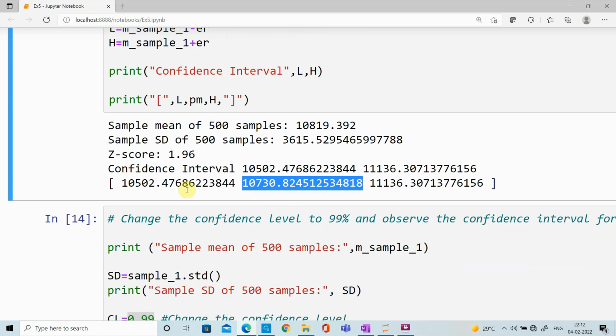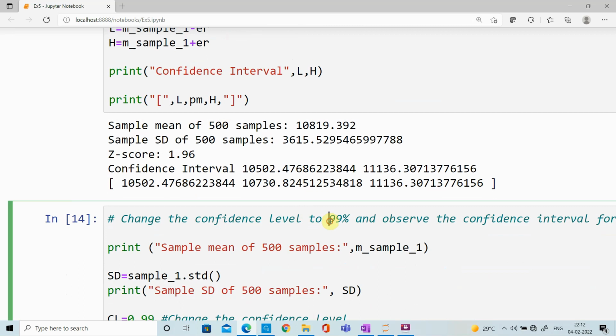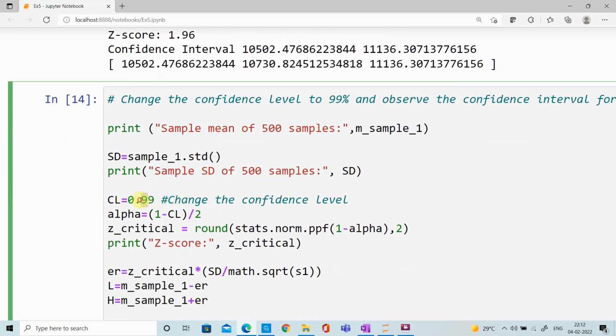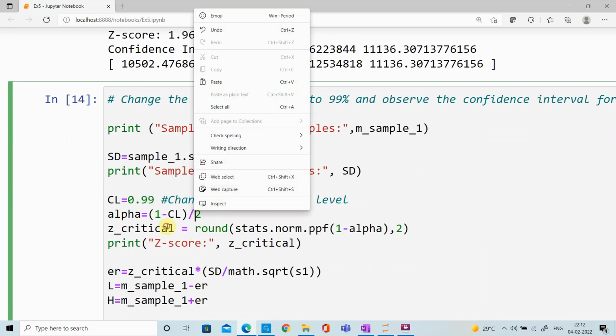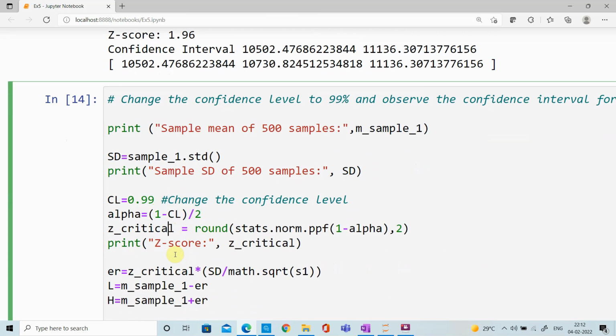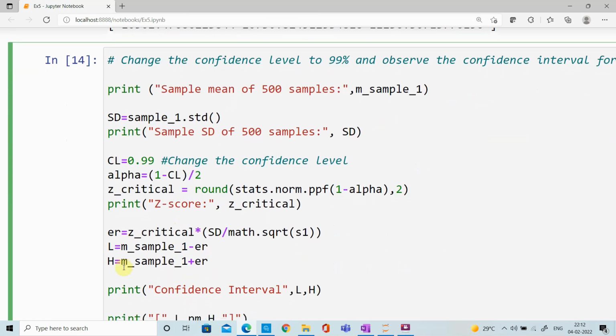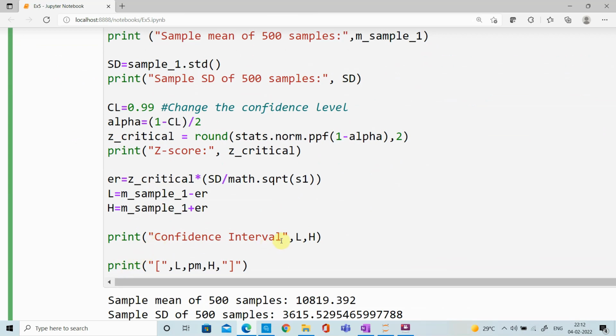And now what we are going to do is, for the same sample mean, change the confidence level to 99% and observe what will happen. Here also, the same thing: we calculated the sample mean, we calculated the standard deviation for the sample. Then for the 99% confidence level, we calculated the Z score, which will be around 2.56. And now we calculated the lower limit and the upper limit for the confidence interval.